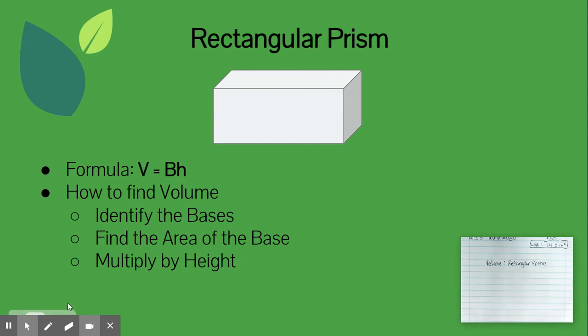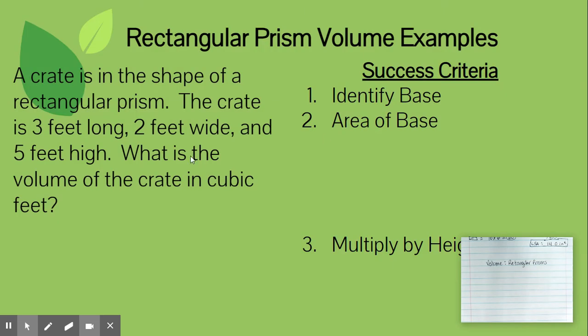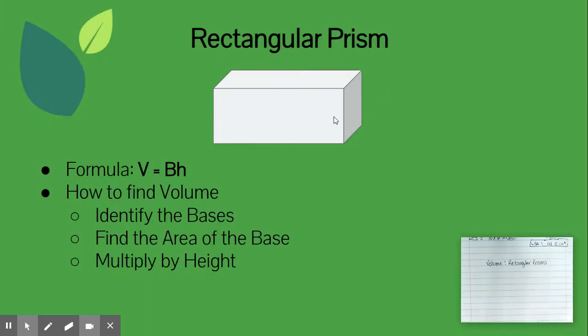This big B is the area of the base, okay? So whatever the base is, you find the area of that for the big B and then multiply it by the height of the prism, okay? So in a rectangular prism, the base is a rectangle. It's going to tell you what the base is.